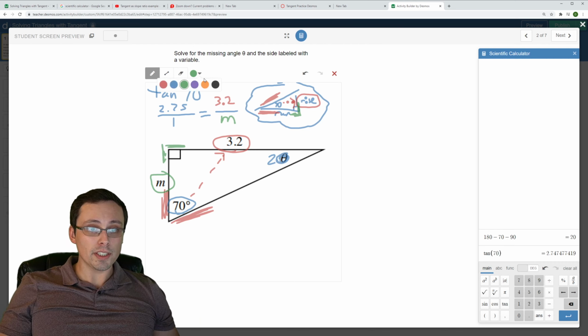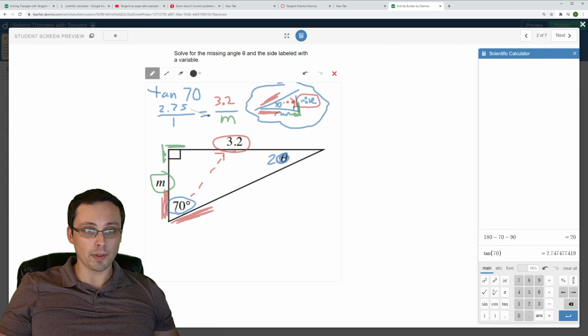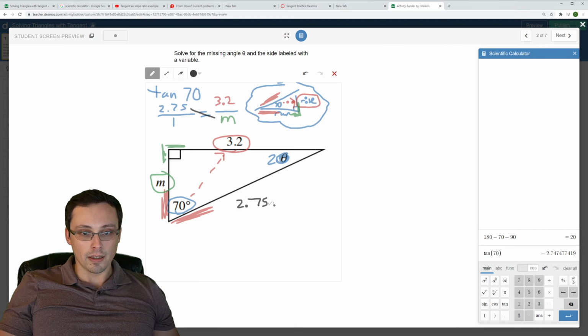All right, from here, we just need to solve this equation, and a way to do that is cross multiply. That's where you multiply the top of one times the bottom of the other. So that would be 2.75 m equals, and then you would multiply the other diagonal. So that would be 1 times 3.2, so that would be 3.2.